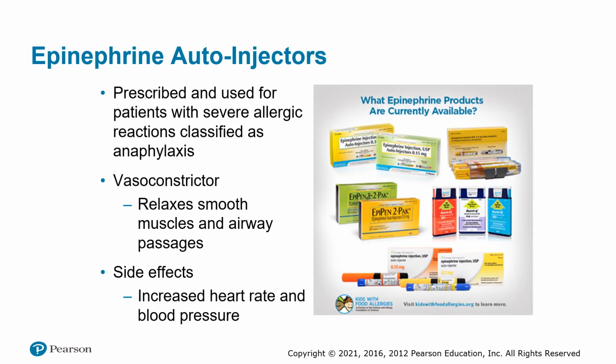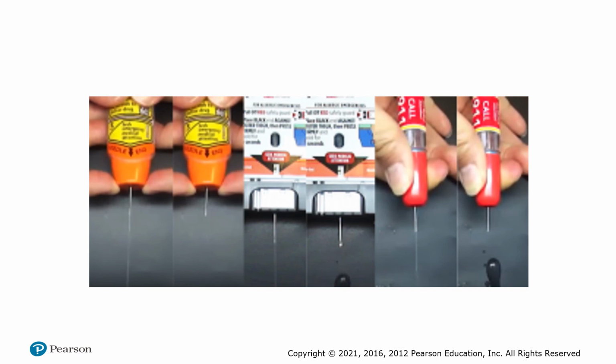Epi auto-injectors, so these are given for patients who have severe allergic reactions or anaphylaxis, and they've had an anaphylactic reaction before. It is a vasoconstrictor. It relaxes all those smooth muscles and airway passages. And then the side effects include an increased heart rate and blood pressure. Okay, so these are the needles for each one. They're pretty long, and they're designed to go through clothes, and they're really, really thin and can break off as well.